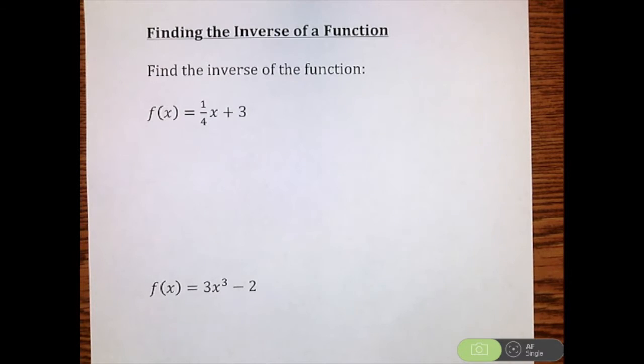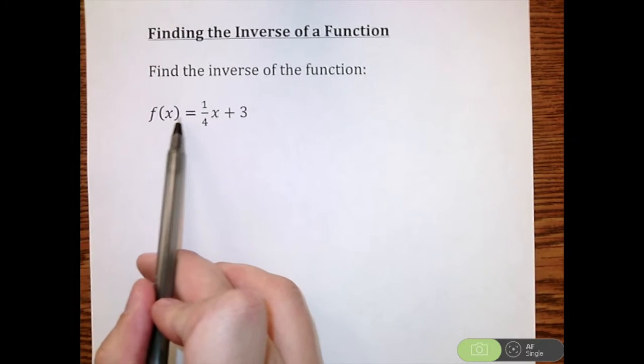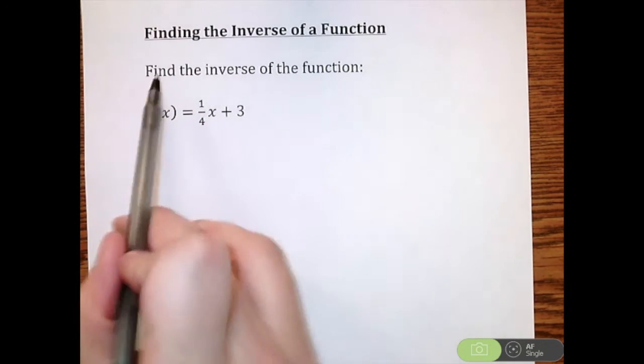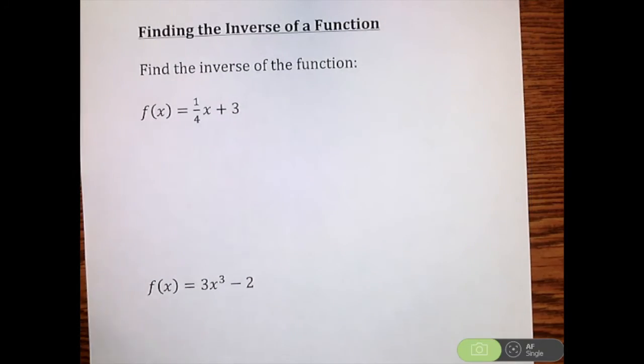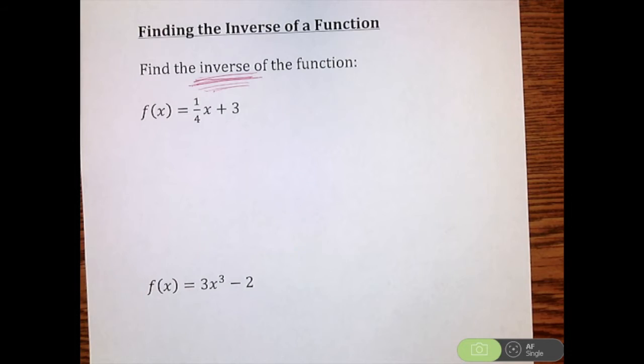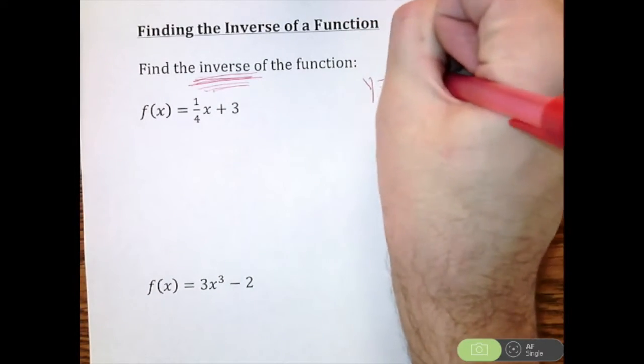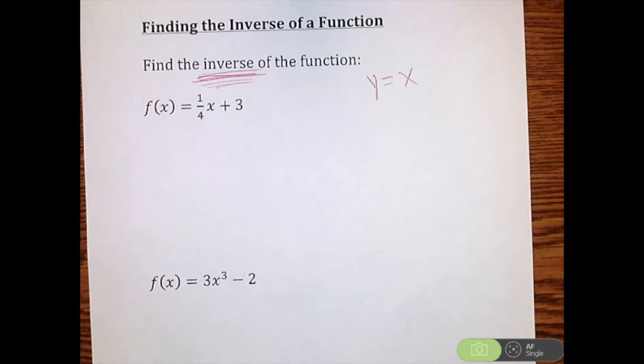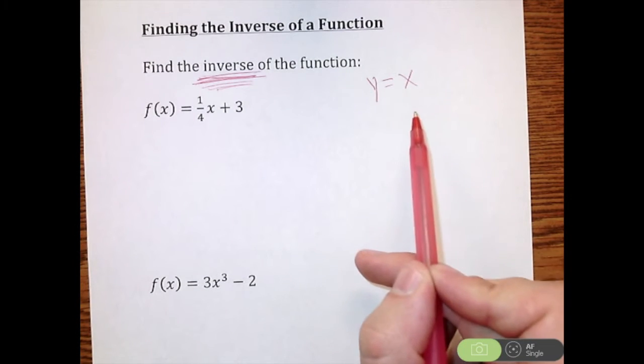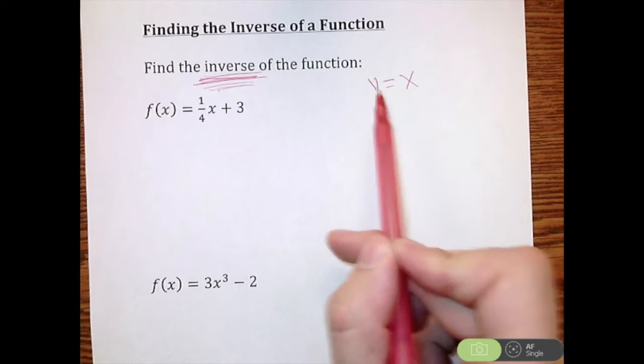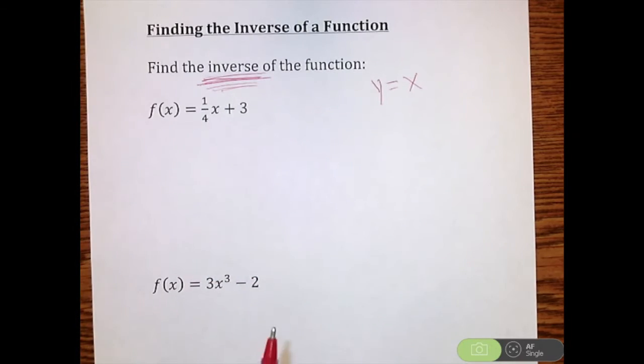All right, in this video I'm going to look at finding the inverse of a function, and I'm going to give you two examples of that. So we have a function, f of x equals 1/4 x plus 3, and we're going to find the inverse of it. The key word here is inverse, which immediately tells me y equals x. In my previous video, I looked at y equals x graphically, and what that looks like. This can be very important when we're dealing with inverses here.